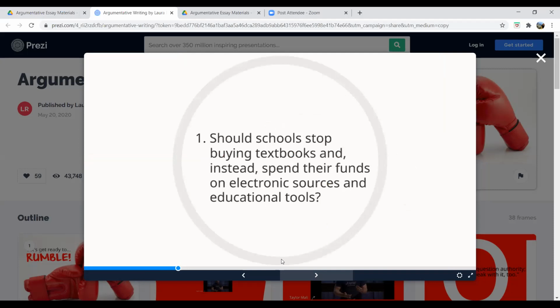Should schools stop buying textbooks and instead spend their funds on electronic sources and educational tools? Notice the question. Should someone do something? We're going to have our answers be a strong yes, I agree with it. That's called pro, P-R-O. Or perhaps a strong no, I do not agree with it. That is called con.